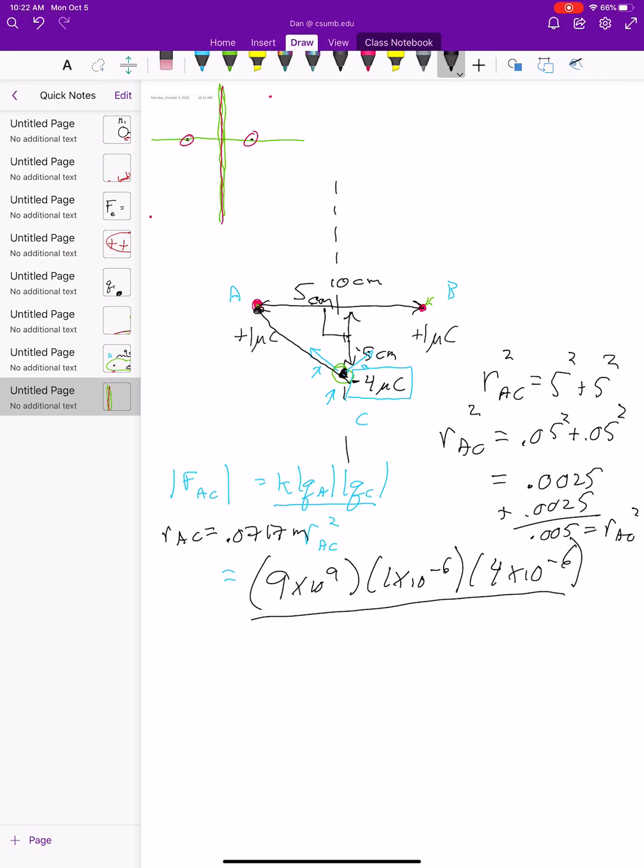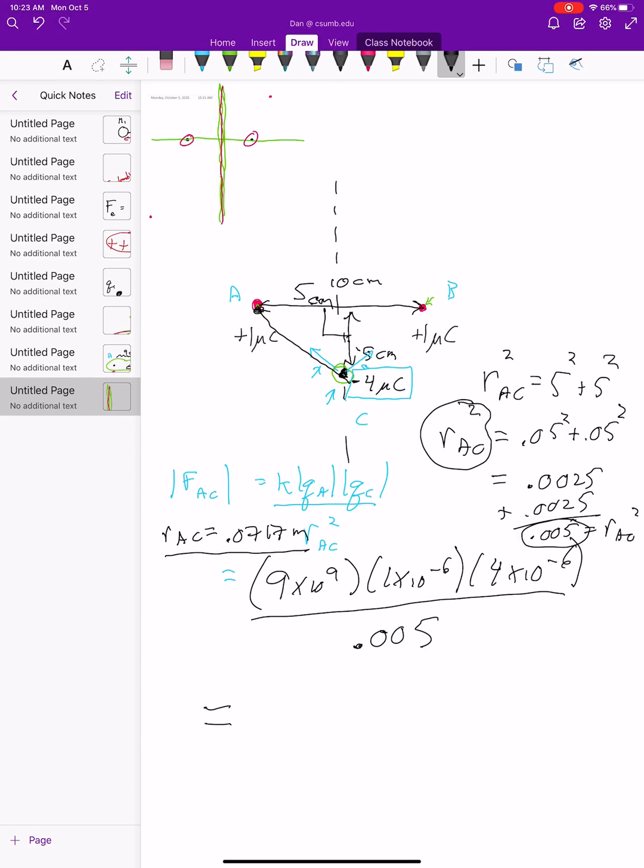Okay, but what I need is RAC squared. This is the term I need. So I don't even have to find RAC. I can just simply use RAC squared, 0.005, and put that down here. I've already done the work of squaring it, so I don't have to undo it by taking the square root of it. All right, so that's just how to find each of the pieces.